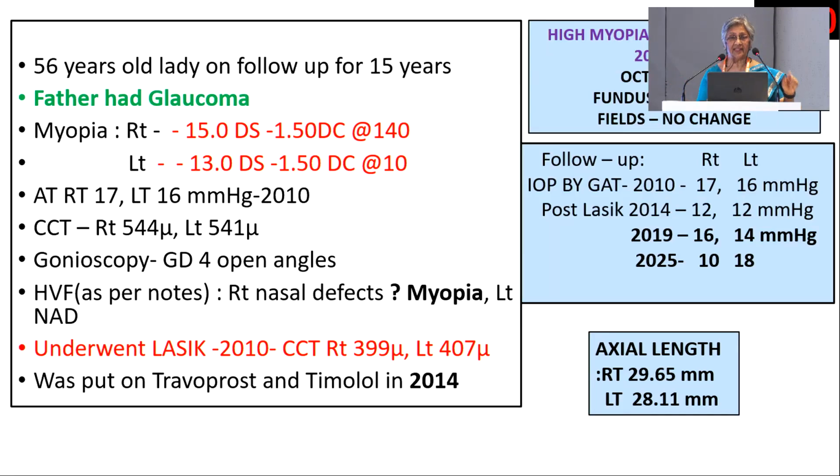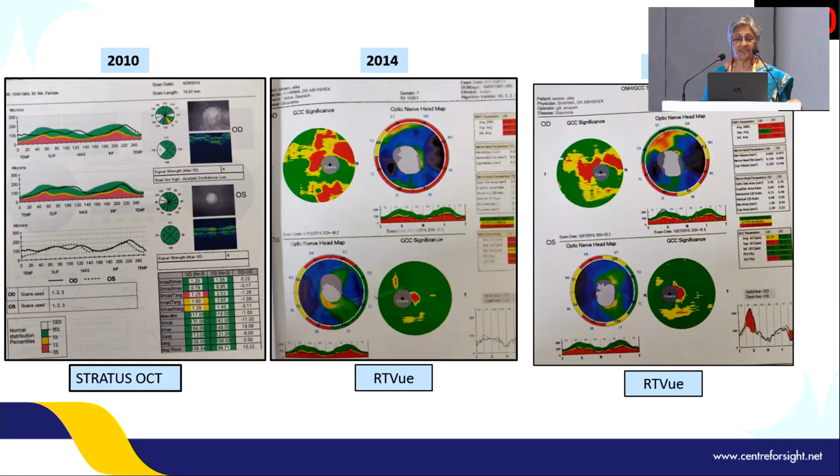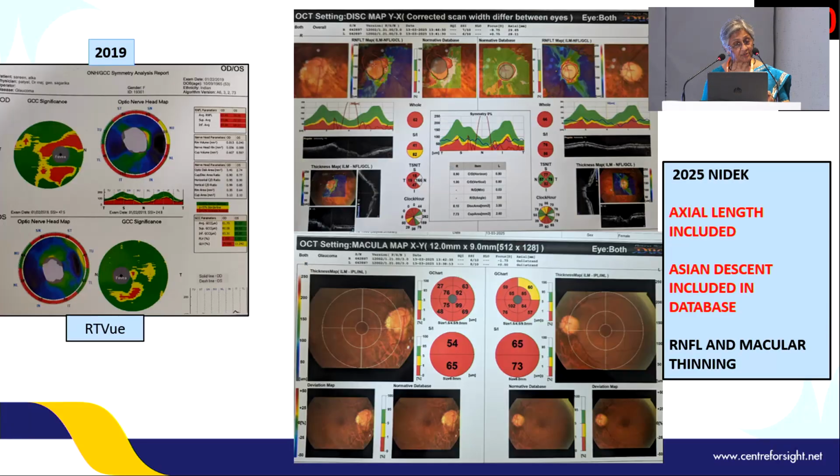Okay, sir. So look at the axial lengths, 29.65 and 28.11 millimeters. Look at the various types of OCTs that have come with the patient. 2010, Stratus. 2014, RTVue. 2016, RTVue. But everywhere it is telling us that the right eye is the damaged eye, and then subsequently the left eye also is showing damage. Then in 2019, same thing.